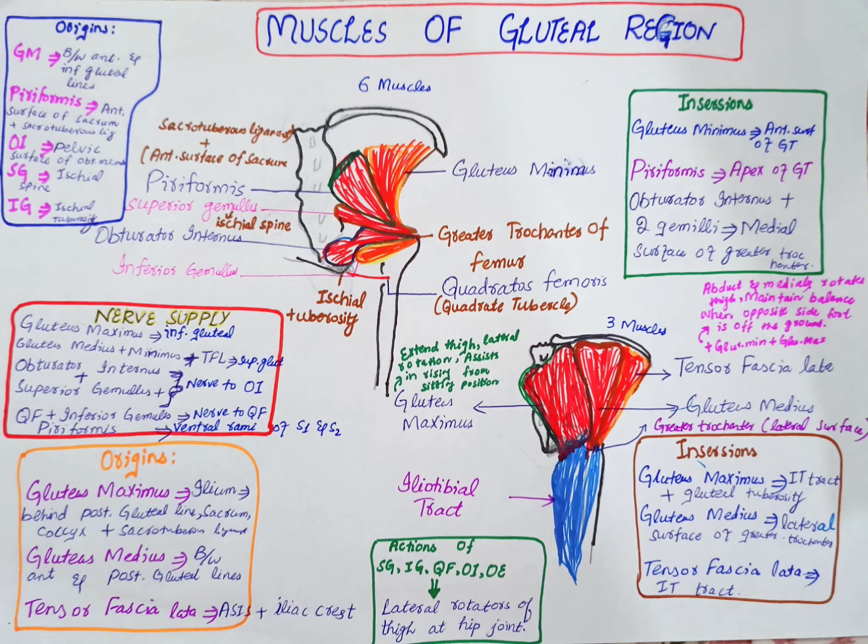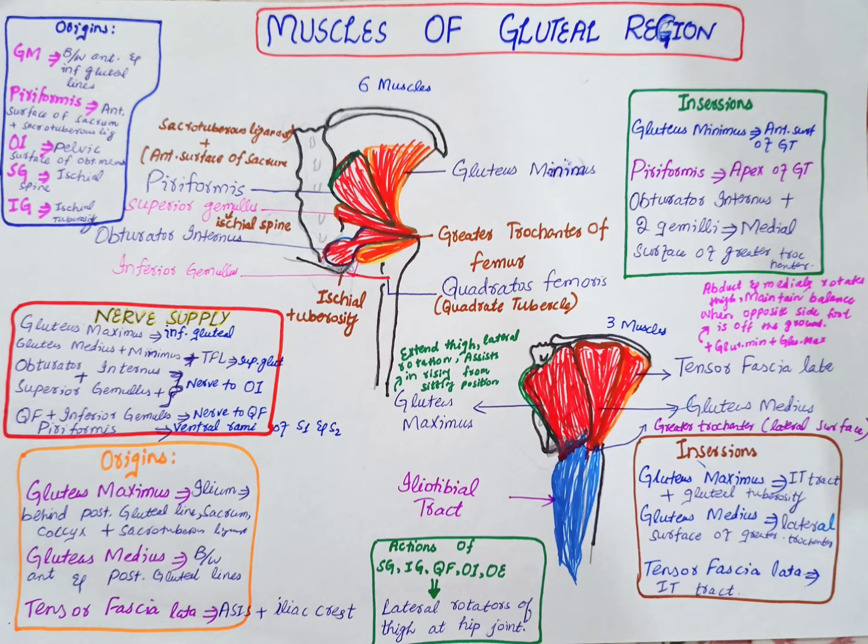Now let's take a look at the actions performed by these muscles. The gluteus maximus is the chief extensor of thigh at hip joint. This action is very important in rising from a sitting position. It is also essential for maintaining the erect posture and is a lateral rotator and abductor of thigh. Along with tensor fascia lata, it also stabilizes the knee through the iliotibial tract.